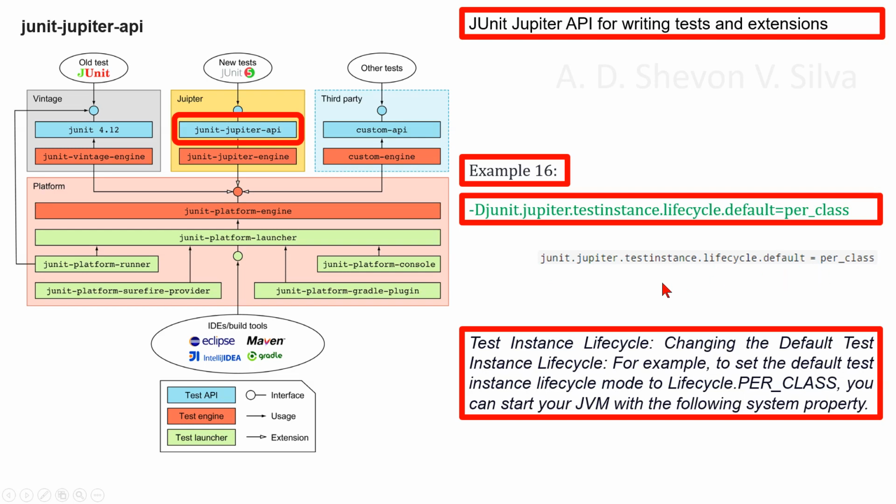Changing the default test instance lifecycle mode can lead to unpredictable results and fragile builds if not applied consistently. For example, if the build configures per class semantics as the default but the tests in the IDE are executed using per method semantics, that can make it difficult to debug errors that occur on the build servers. It is therefore recommended to change the default in the JUnit platform configuration file instead of via a JVM system property.